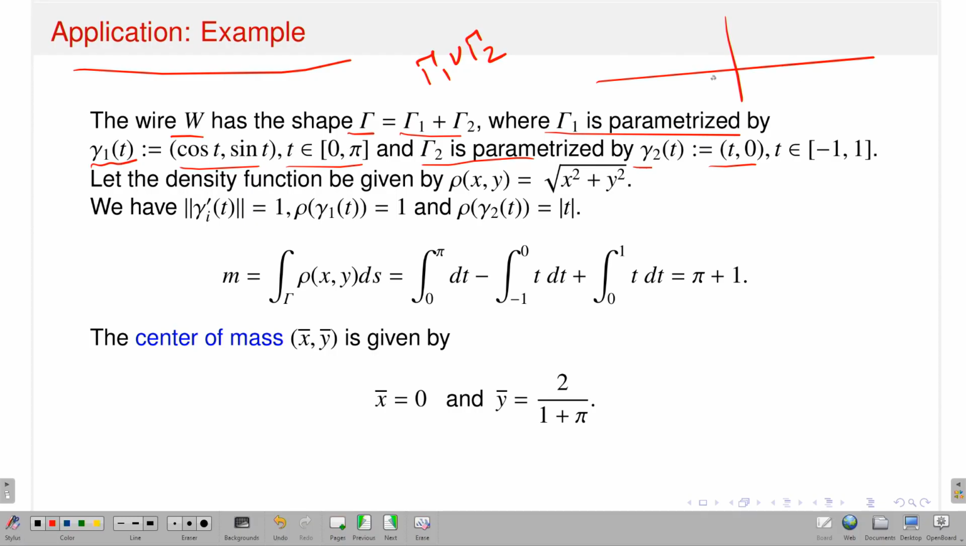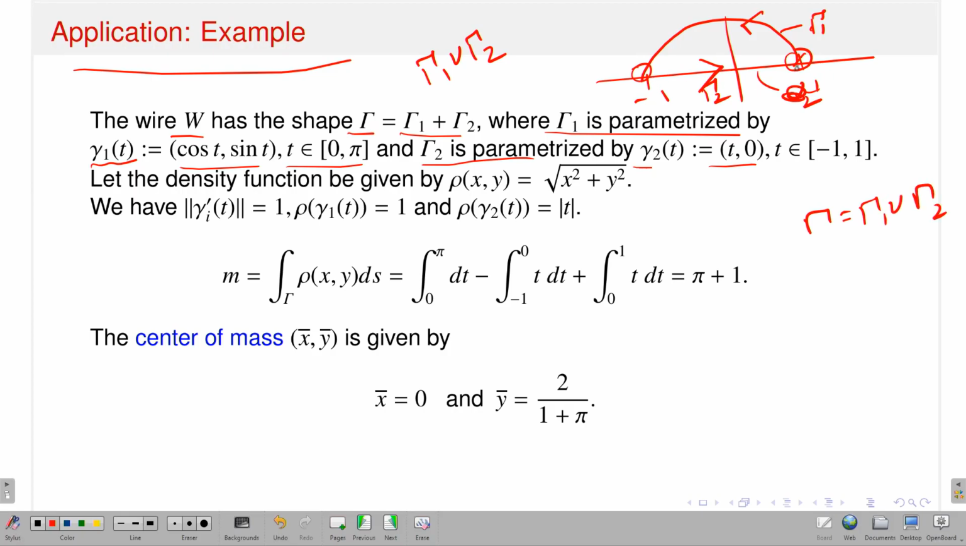So gamma 1: suppose this is 1, this is minus 1. You start from 1, come to minus 1, and then go in this direction. This is small gamma 2, and this is capital Gamma 2. Therefore your Gamma is nothing but Gamma 1 union Gamma 2.